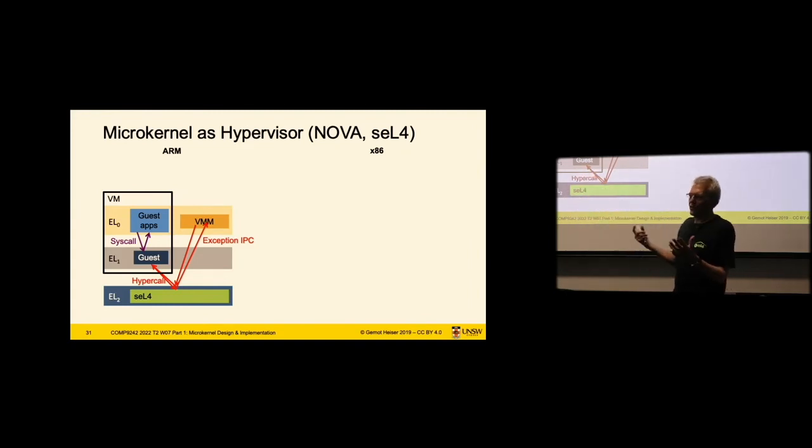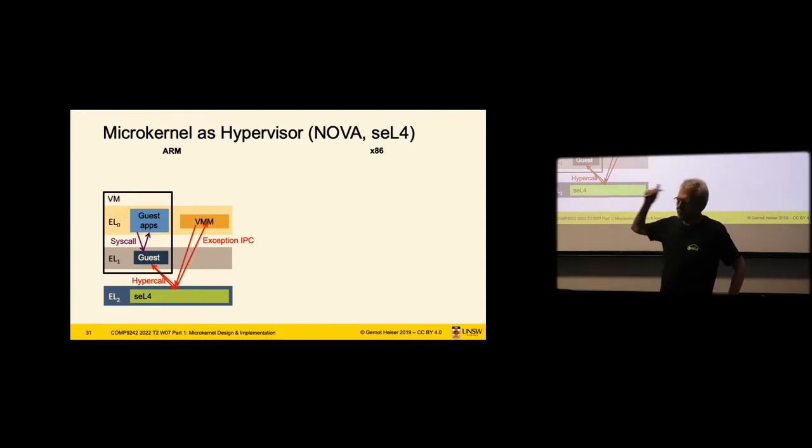So that's just a component that does the actual virtualization work, and all we really need in the microkernel to support this is a new kind of exception, virtualization exceptions, that get forwarded to this user-level virtual machine manager. And then we're done. So it doesn't really take much to turn a microkernel into a hypervisor.